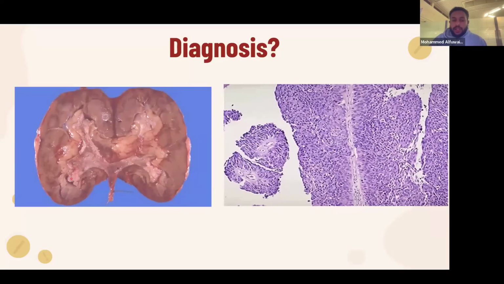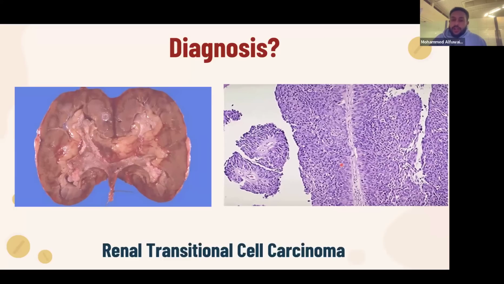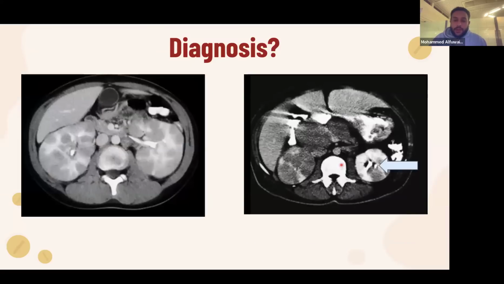You can clearly tell that it's coming from the major and minor calyces. Here in this case, it's a major calyces. And you can clearly tell there's urothelium, okay? So this is renal transitional cell carcinoma or urothelial cell carcinoma. Now, how about this patient? What do they have? This one.